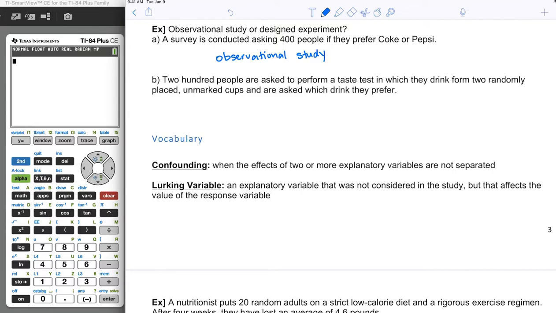Part B, 200 people are asked to perform a taste test in which they drink from 2 randomly placed unmarked cups and are asked which drink they prefer. So this is considered an experiment because there's an action taking place. It is more active than passive. People are actually drinking the drinks this time. So we would call this one a designed experiment.